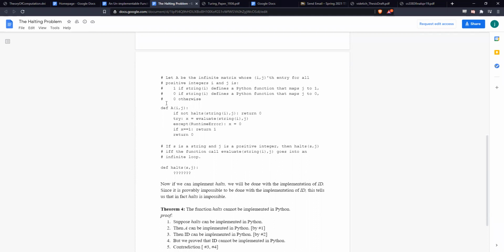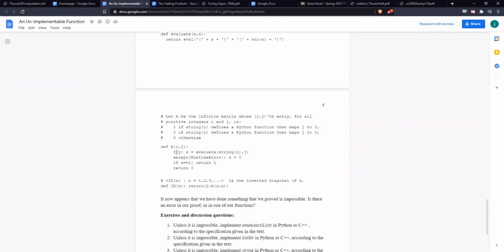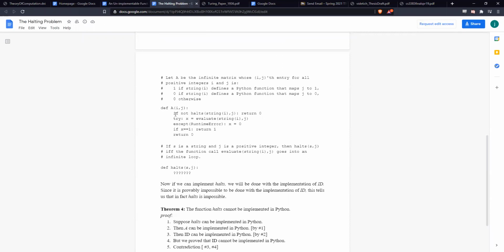Okay. So here's what that function actually looks like, because here's what the code I gave you looks like. It said, try to evaluate the string i with some j. If you get a runtime error, it's going to be 0. Otherwise, if x is 1, return 0. That is making an assumption right here that we can't make. And that assumption should look like this. Instead of saying just do it, say this.